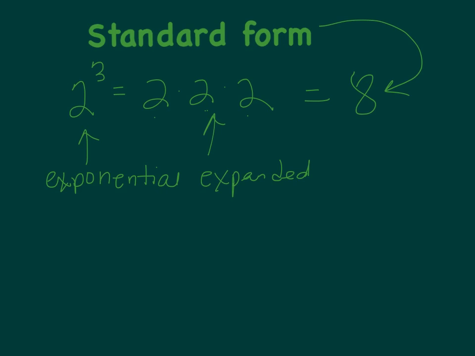Okay, the same thing. What if we have 7 to the 2nd power? That means we're going to have 7 times 7 in my expanded form. My standard form will just be the product of 7 times 7, which is 49.